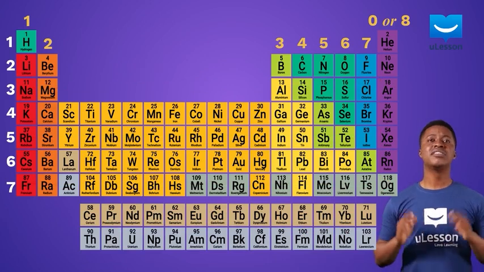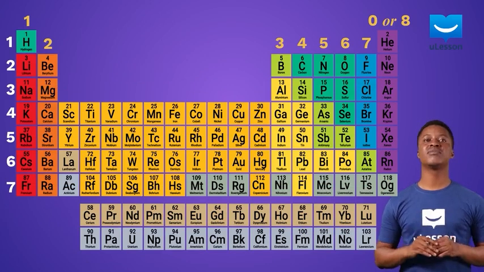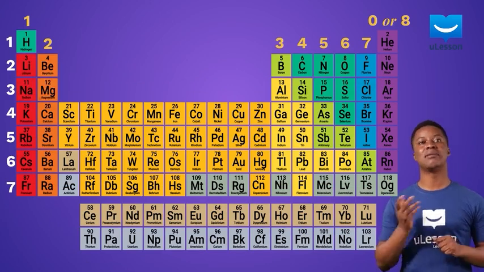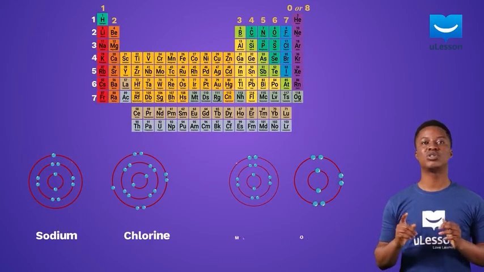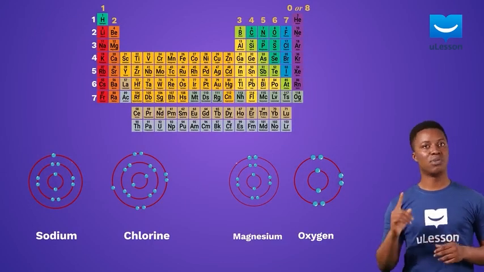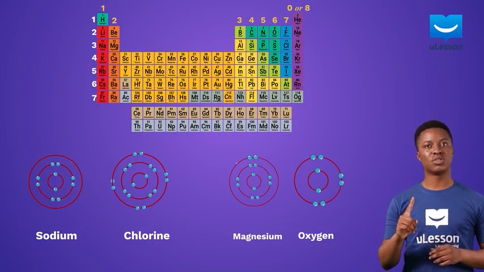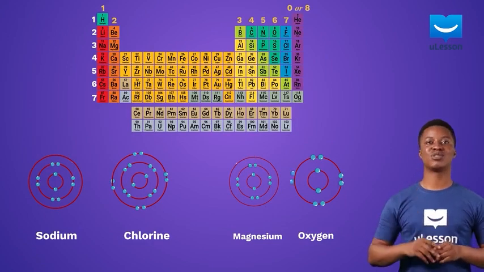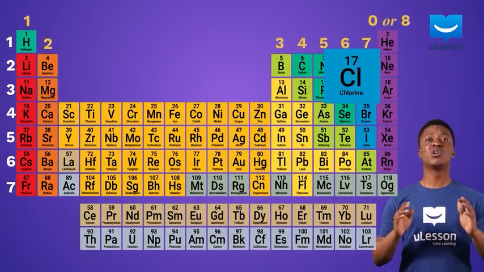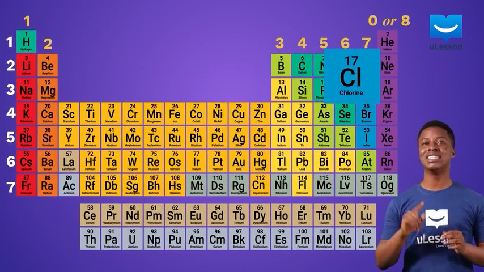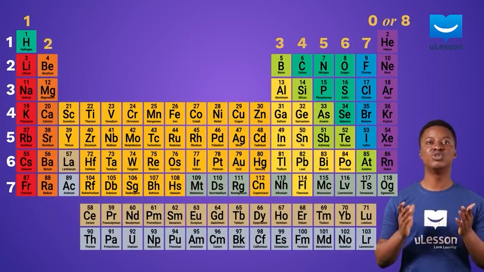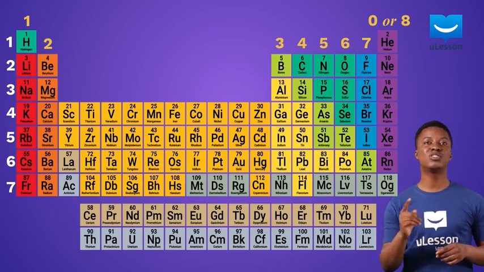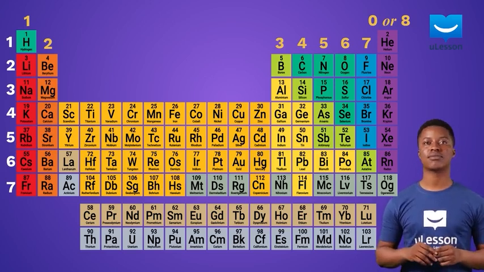For example, the first 2 members of period 3, which are sodium and magnesium, are both metals and tend to lose electrons during chemical reactions. But sodium loses 1 electron while magnesium loses 2 electrons. Also, chlorine, which is located near the end of the period, is a non-metal and does not lose any electron during a chemical reaction, but tends to gain 1 electron.